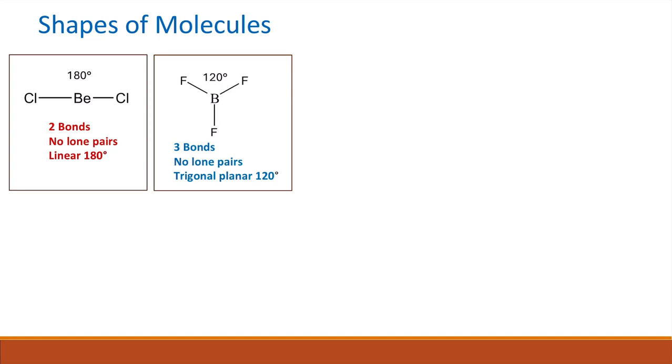If you have three electron pairs, something like boron trifluoride with no lone pair, then the shape is going to be trigonal planar with a bond angle of 120. So all of these are 120 degrees. This is the furthest away all of these can be from each other in space.